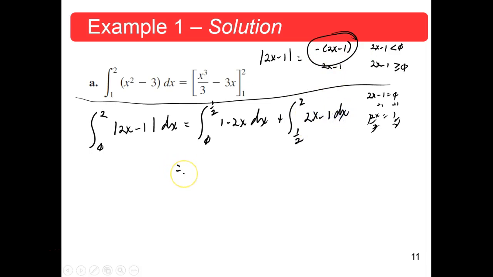So now let's do each of those separately. What's the antiderivative of 1? X. What's the antiderivative of 2x? X squared. And you evaluate that one between 0 and 1/2. Plus antiderivative of 2x, I mean, x squared. Antiderivative of minus 1 is? Minus x. Okay? Evaluate that from 1/2 to 2. Okay? Let's do the first one.